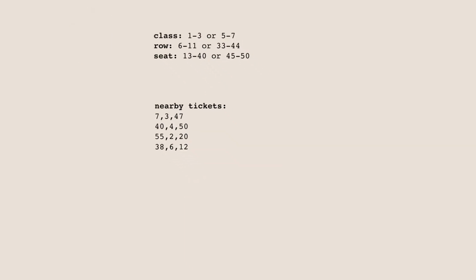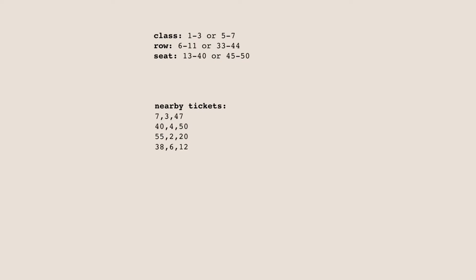So if you look at the top section of class, row, and seat, those lines really represent the different types of columns that we have. And they're basically saying what are the valid ranges of values for those columns. In other words, a class has values that range from 1 to 3 or from 5 to 7. And if you look at the second chunk, we have just our nearby tickets. Basically, every row represents someone's ticket, and every column is just the value of that corresponding column.